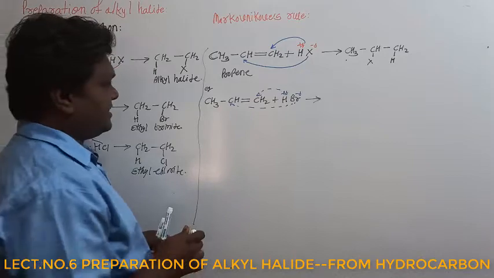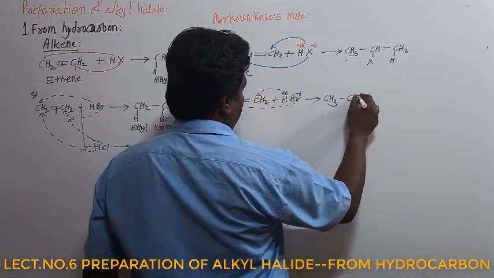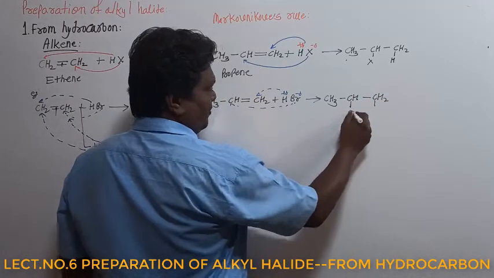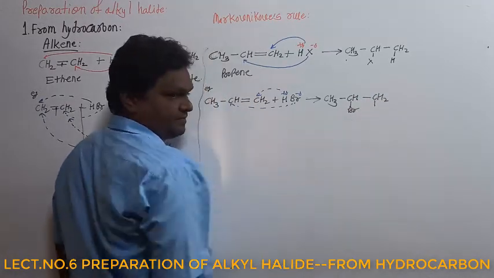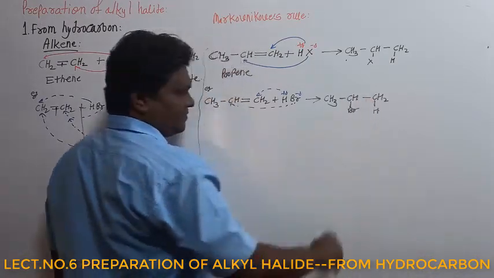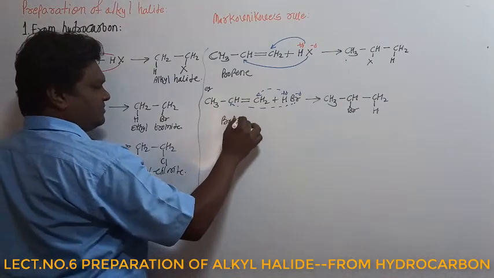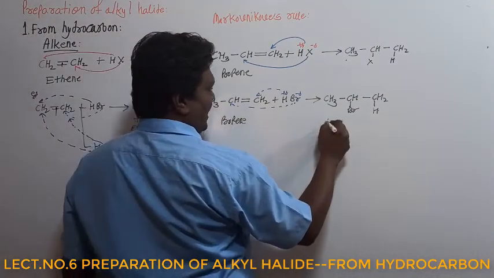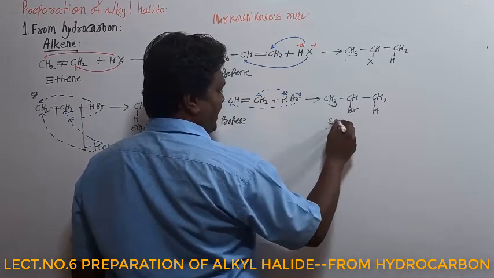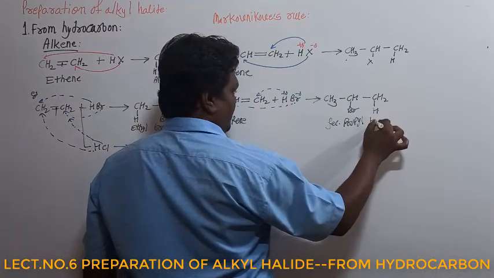So what you're going to get is CH3-CH-CH2, the bromine atom will attach to the middle carbon atom, and this one will be the hydrogen atom. Now this is called propene, as usual we know this. This is called n-propyl, this is secondary propyl bromide.